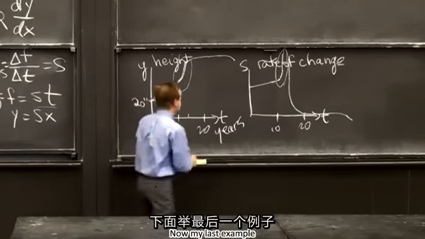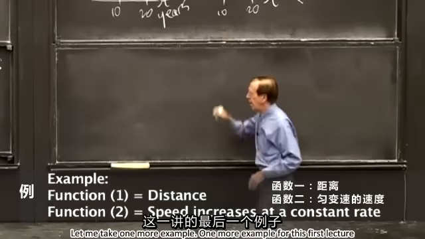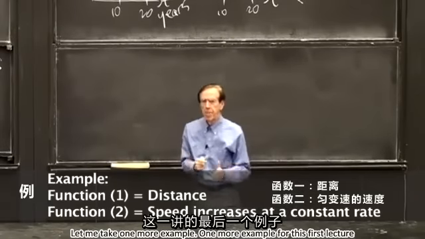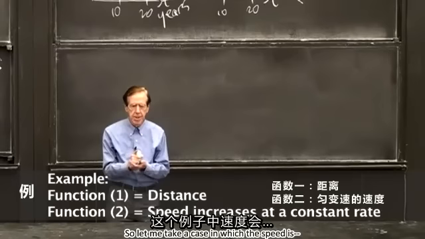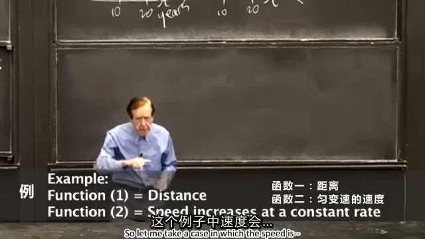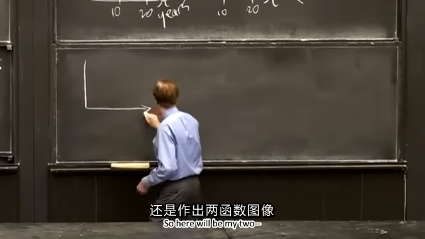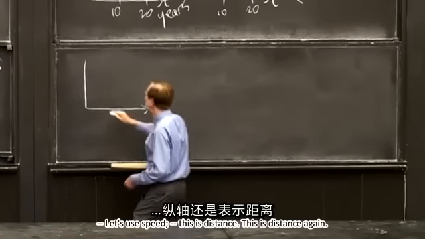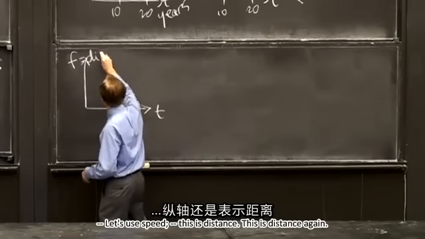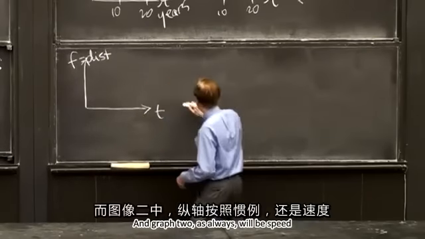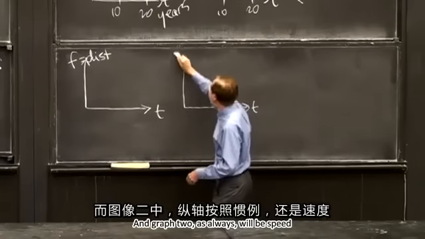Now, my last example. Let me take one more example for this first lecture. Let me take a case in which the speed is. So here will be my two. Let's use speed. This is distance. This is distance again. And graph 2, as always, will be speed.